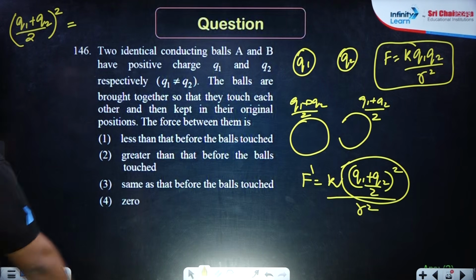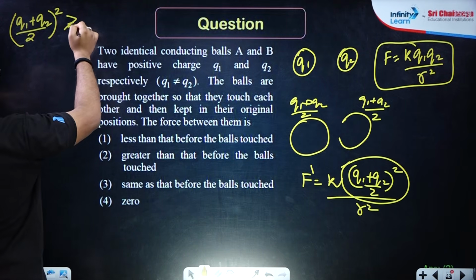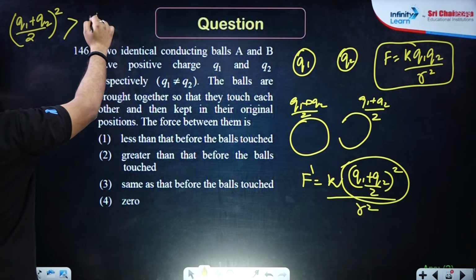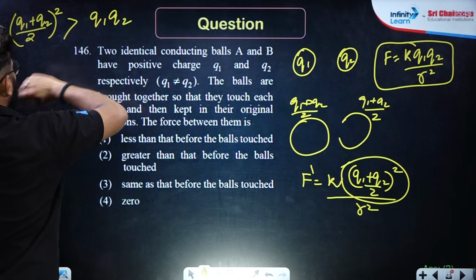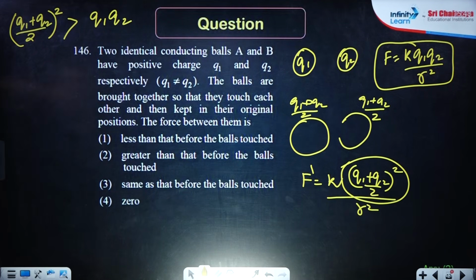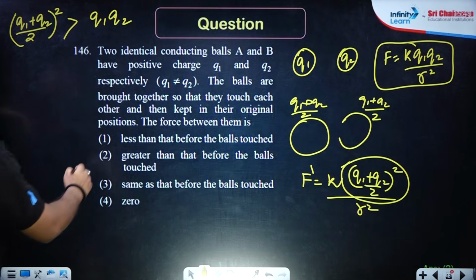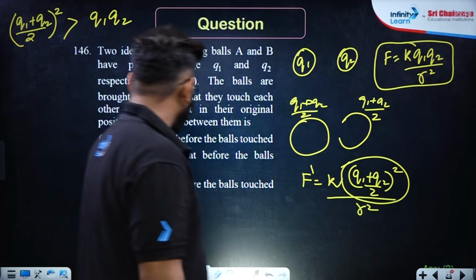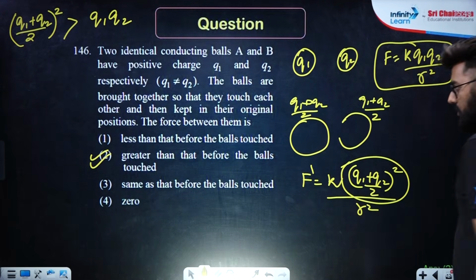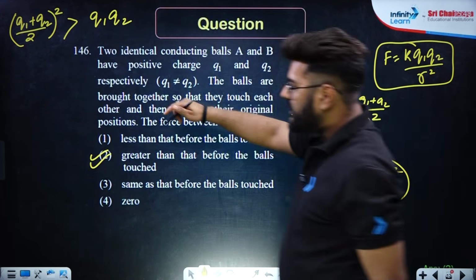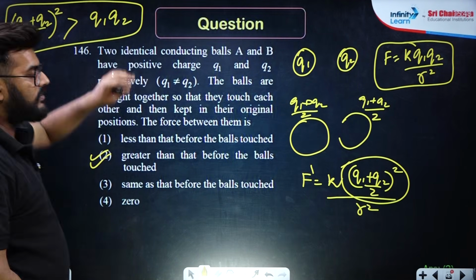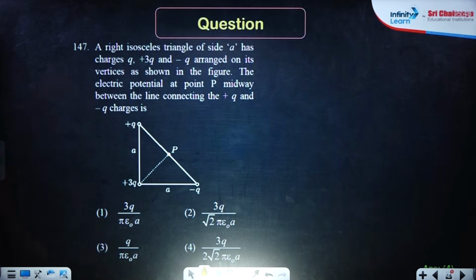Well, to be specific, you can check this value yourself also. This value is obviously going to be greater than Q1 Q2 for sure, and therefore you can clearly see that the new force will be greater than that before the balls touched. Okay, you solve it. It's going to take time. I have to discuss more problems over here, but please solve it. This value is always greater than this. Okay, let's move to the next one.